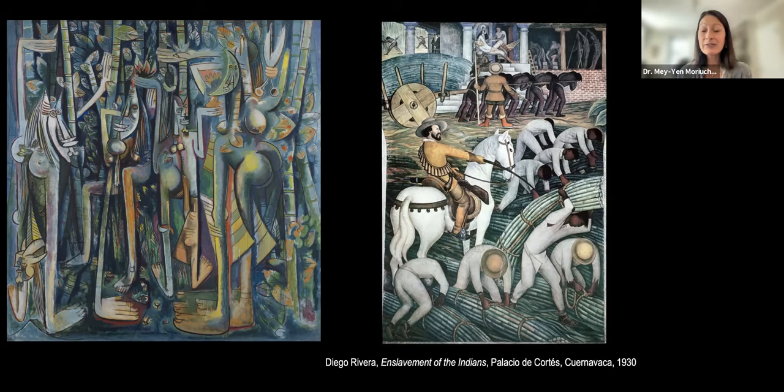So although they differ stylistically, they share thematically, right? In this theme of the enslavement of the labor, the colored labor, the oppression and the injustices experienced by those of the working classes.